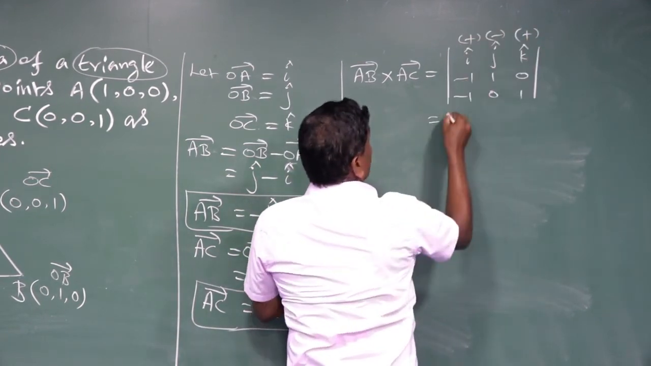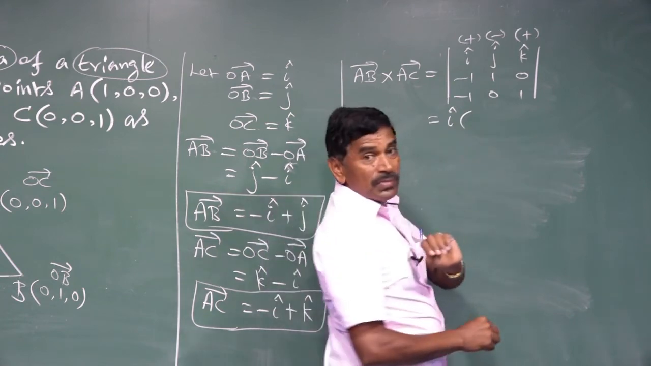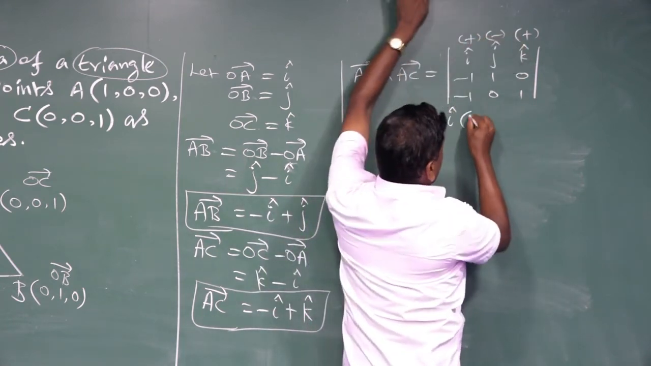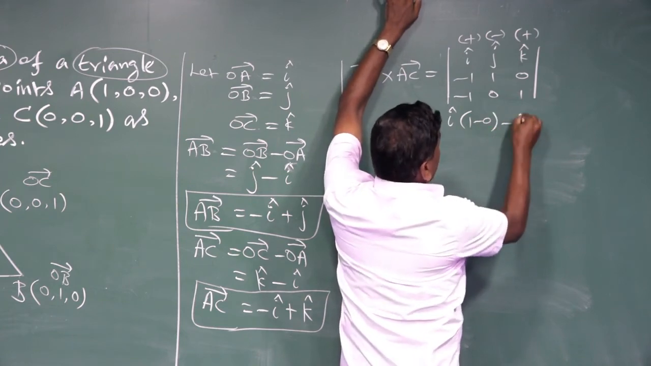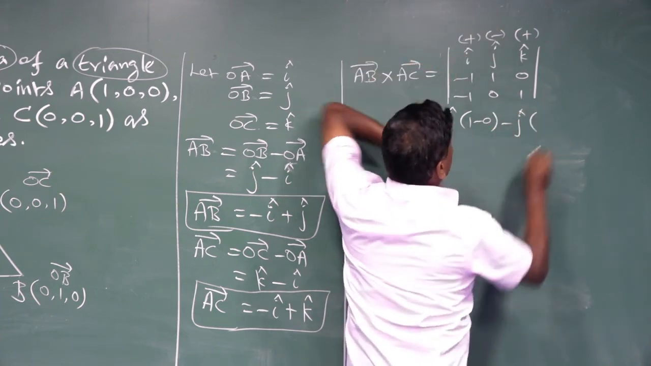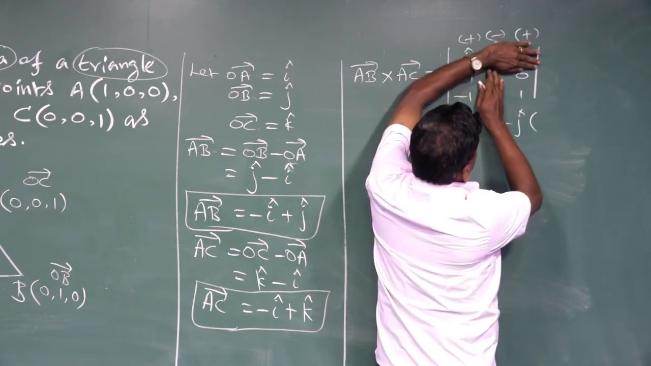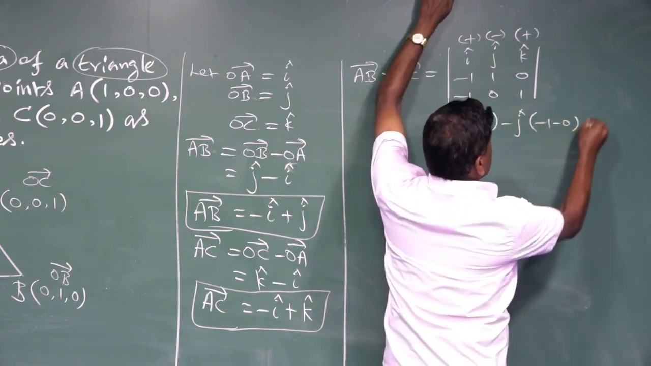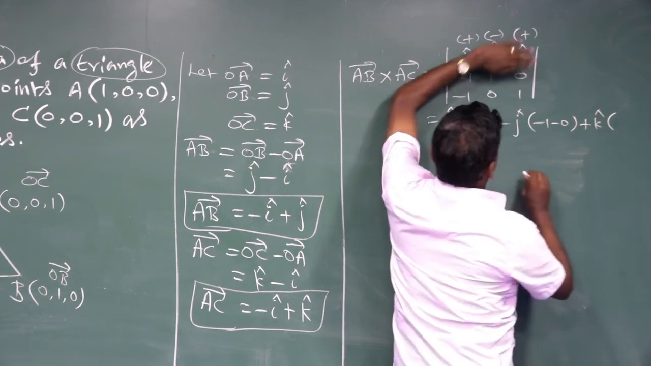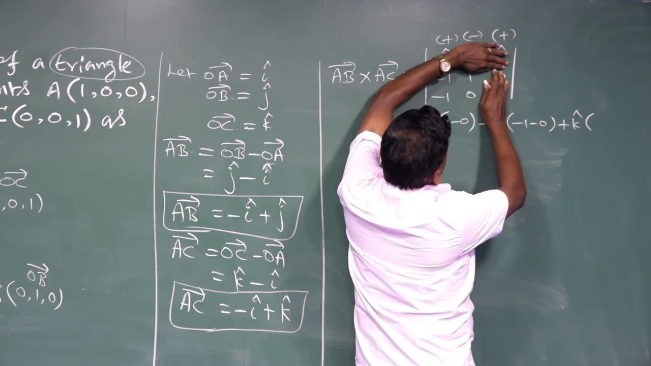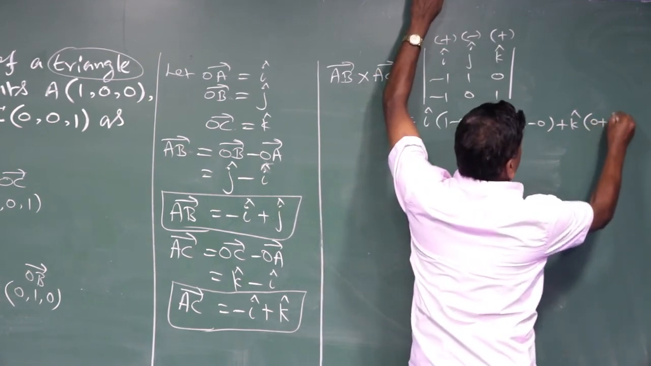Which is equal to plus I cap into, forget its respective row and column, 1 minus 0. Next, minus J cap into, forget its respective row and column, minus 1 minus 0. Plus K cap into, forget its row and column, 0 plus 1.